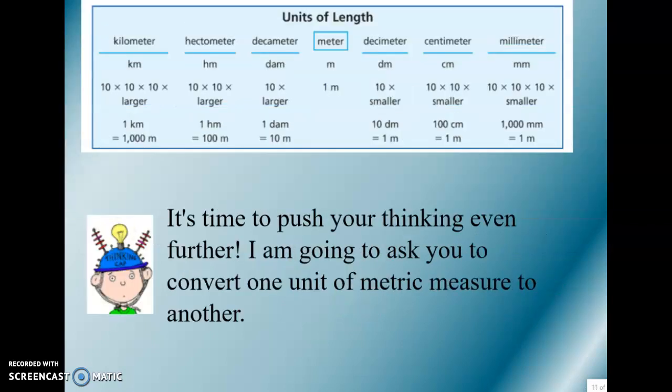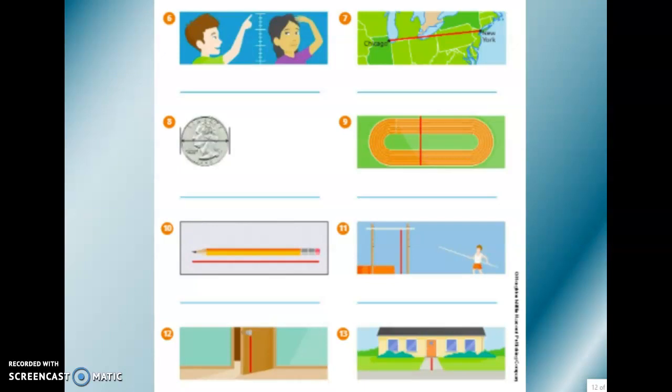It's time to push our thinking even further. I'm going to ask you to convert one unit of measure to another, and we're going to keep referring to this chart. In fact, I have it on the Smart Document camera for you, so you can keep referring to it during this lesson. But we're going to start converting from one unit of measure to the next, okay? And I will be here to help you out all through this.